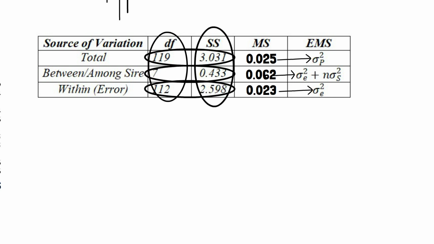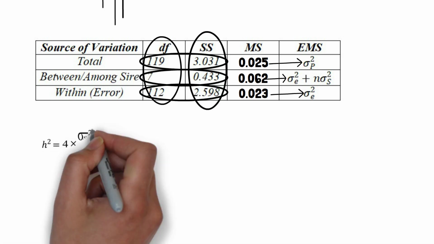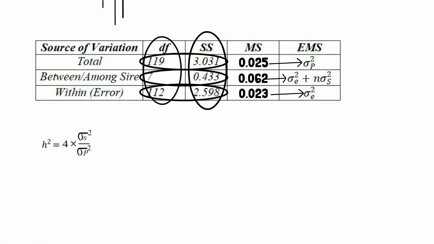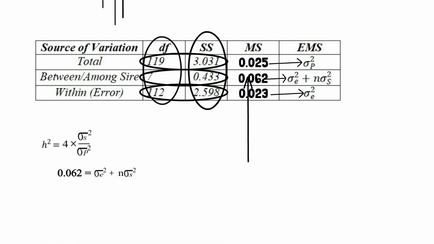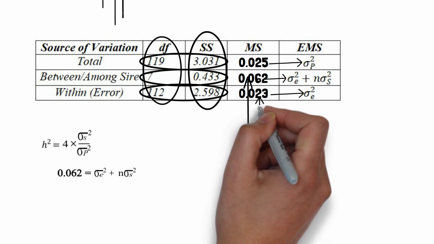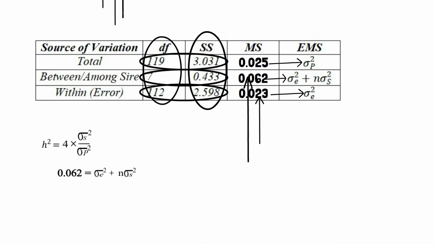Now, often using this value, we will be told to calculate the heritability. Heritability for paternal half-sib relationship is expressed as 4 times sigma square S all over sigma square P. That is 4 times the sire variance divided by phenotypic variance. Remember from the table, the mean square between sire is 0.062, which is equated to the error variance plus n times the sire variance. The error variance is 0.023. So if we substitute the values, 0.062 equals the error variance plus n times the sire variance.